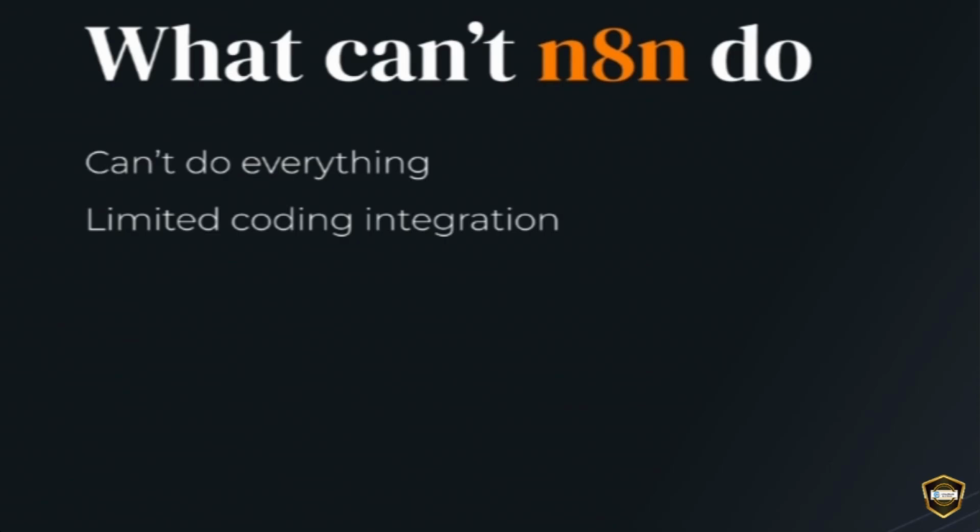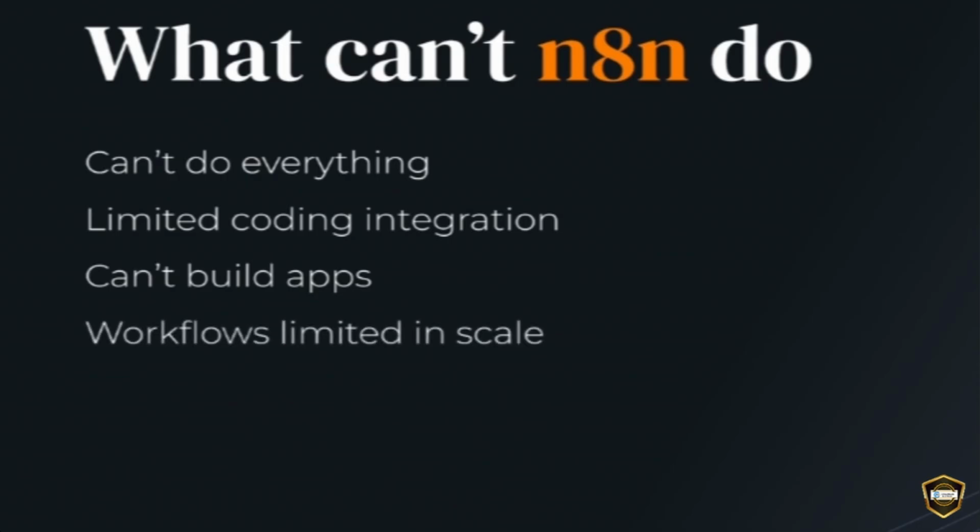So, for example, Python code is more difficult to integrate. It can't build apps for us. So, for example, if we want to build a web app that we want to publish as a service, it can't do that for us. But it can allow us to build a web app based around a workflow that we build in n8n.